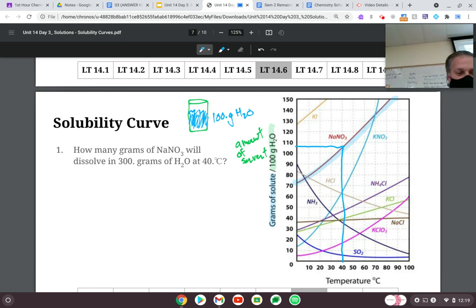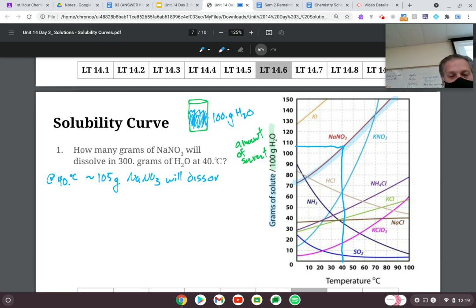So the graph tells me that at 40 degrees Celsius, about 105 grams of NaNO3 will dissolve in 100 grams of water. Okay. So how are we going to figure out what will happen in terms of 300 grams of water?